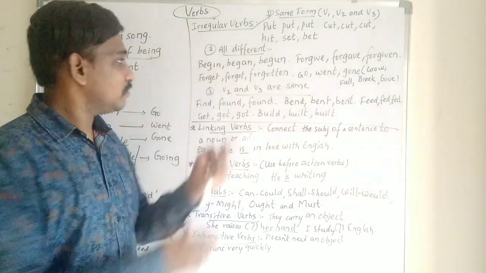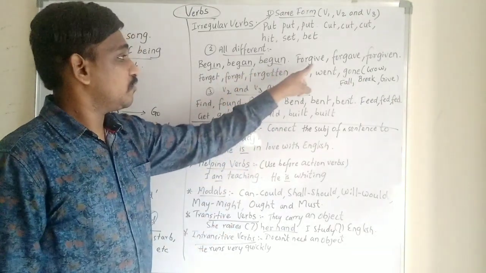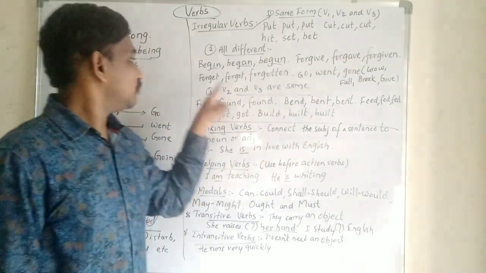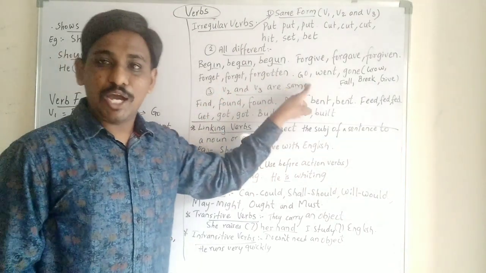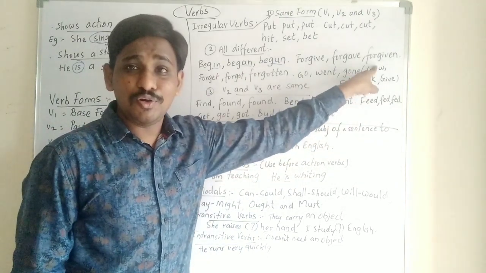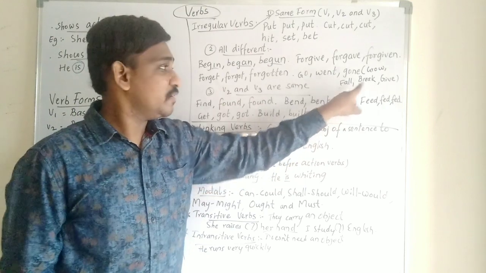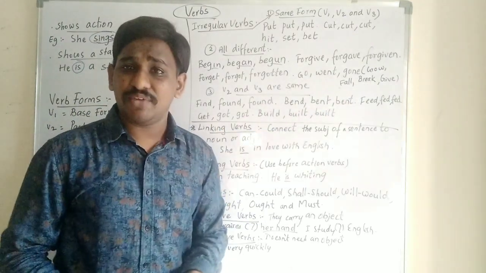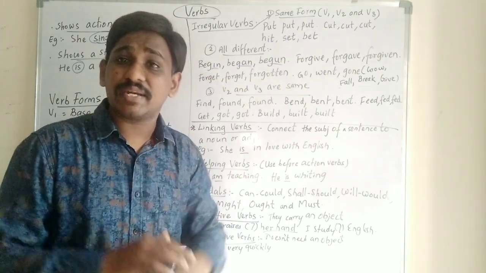Begin, began, begun. See, nothing is the same here. Forgive, forgave, forgiven. Forget, forgot, forgotten. Go, went, gone. Grow, grew, grown. Fall, fell, fallen. Break, broke, broken. Give, gave, given. So all are different here. That is the second form of making irregular verbs.